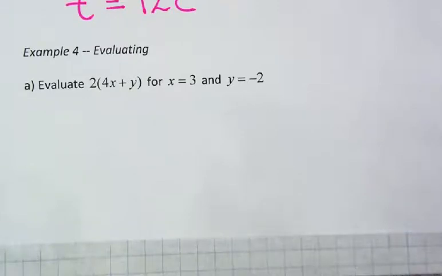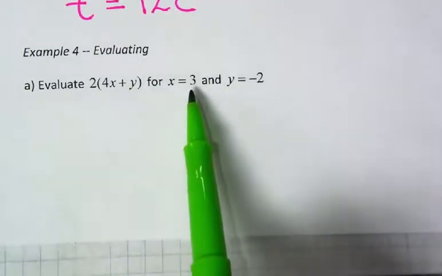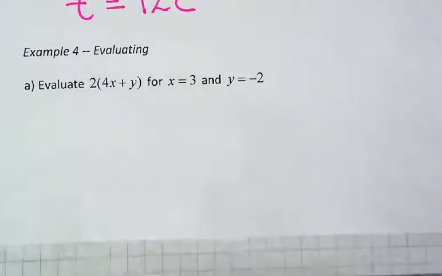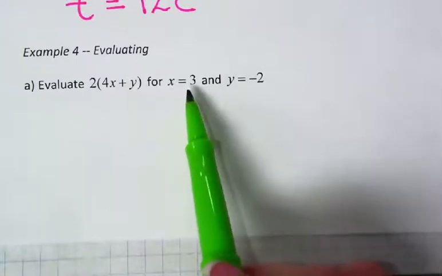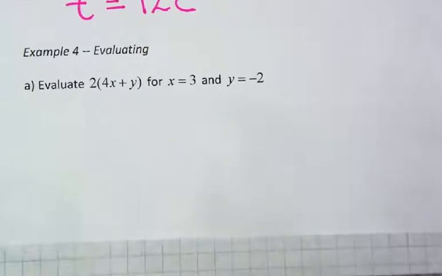So what this means is everywhere I see an x, I want to plug in a 3 because it's telling me x is equal to 3. If it told me that x was equal to hippopotamus, then I would plug in hippopotamus. But it's telling me it's equal to 3, so I want to plug in 3 for x, and I want to plug in negative 2 for y.